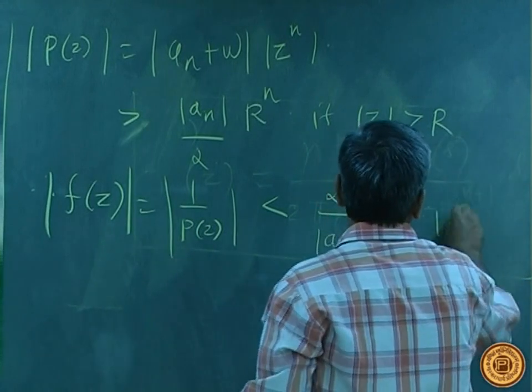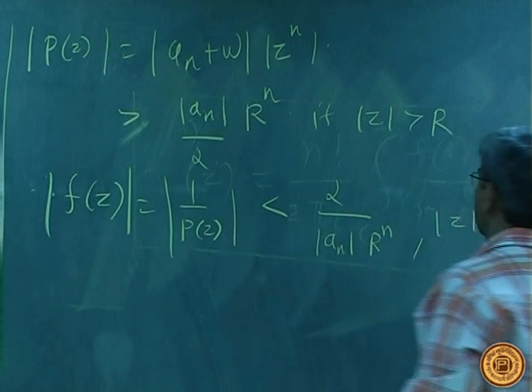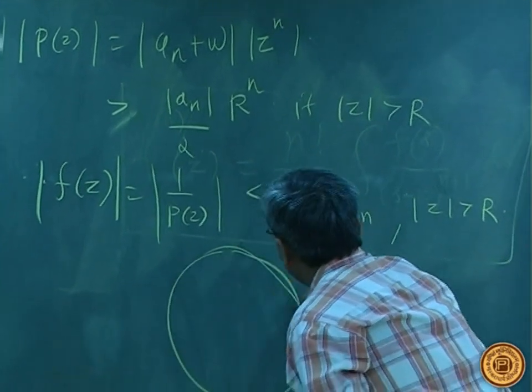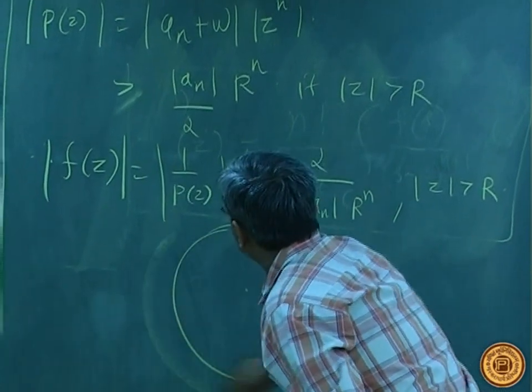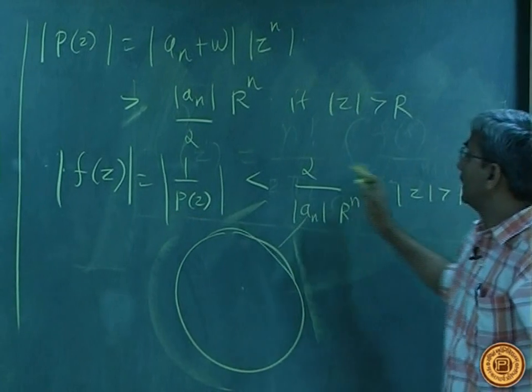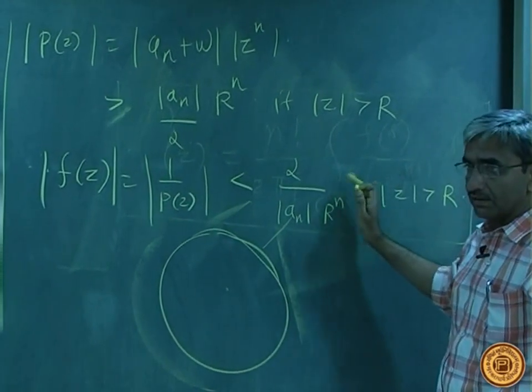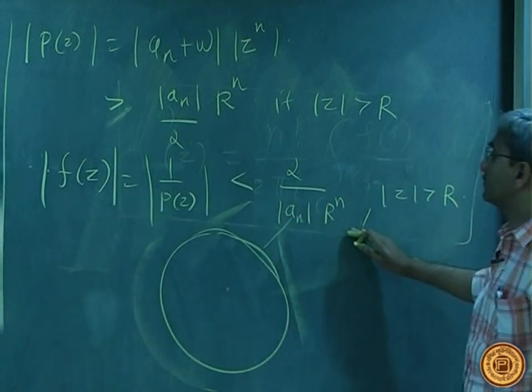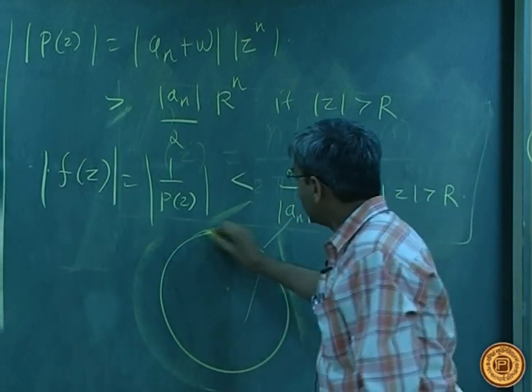Where mod z is bigger than r. So there is some circle with center at origin, radius r, outside which the absolute value of mod f is less than a constant. This is now constant. So for all z here, mod f(z) is less than this. So what about this then?